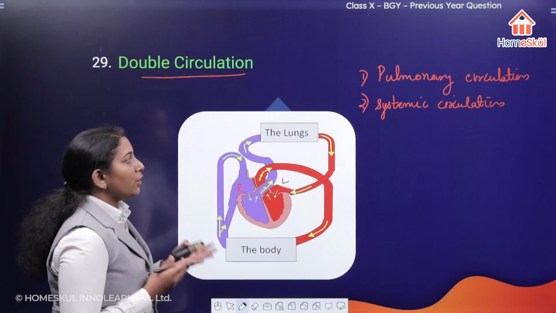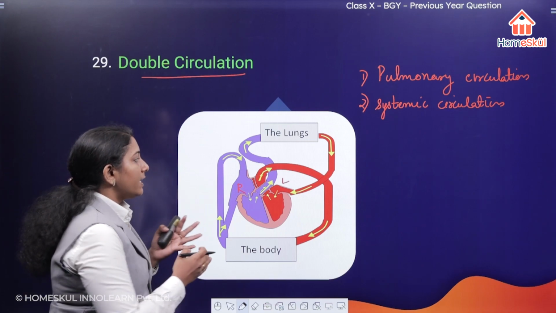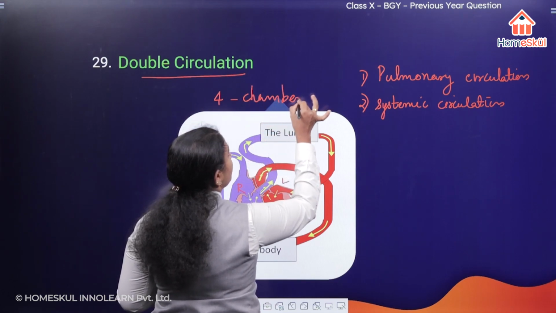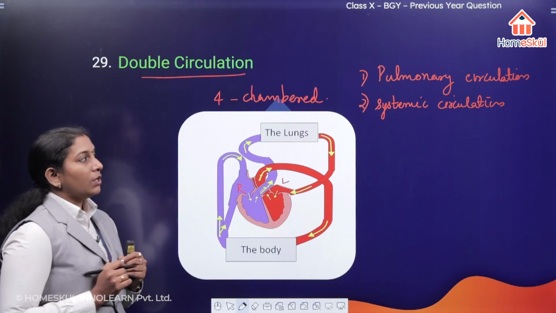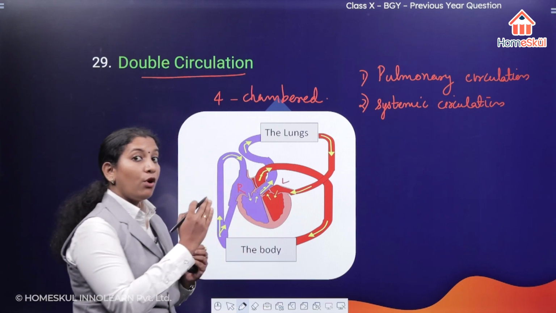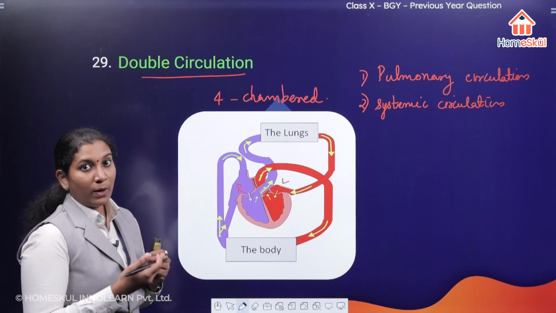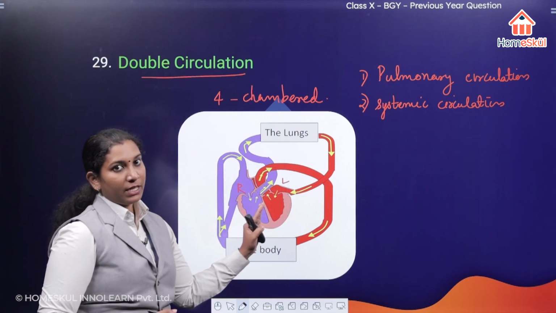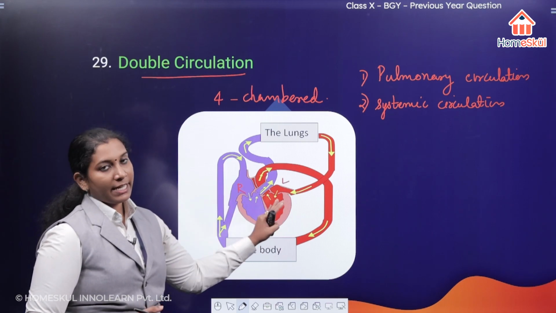Then in human beings, another question is, what is the necessity for this double circulation, right? You know that in human beings, we have a 4-chambered heart, right? Why do we need this 4-chambered heart? The oxygenated and deoxygenated blood will be getting separated to avoid the mixing up of the deoxygenated and the oxygenated blood. So that is why we require these 4 chambers. The right side and the left side of the heart are completely separated to avoid the mixing up of the deoxygenated and oxygenated blood.